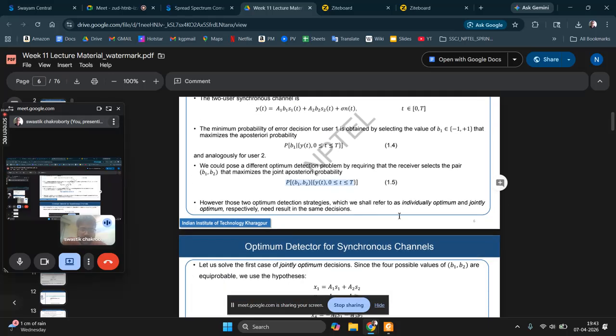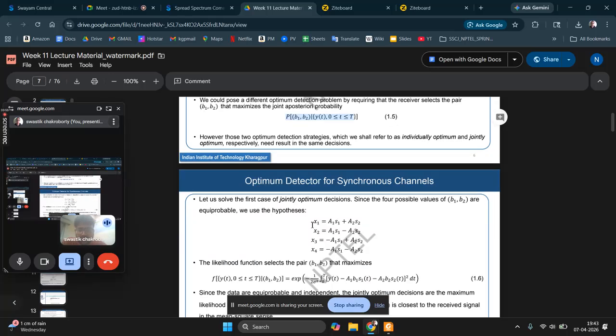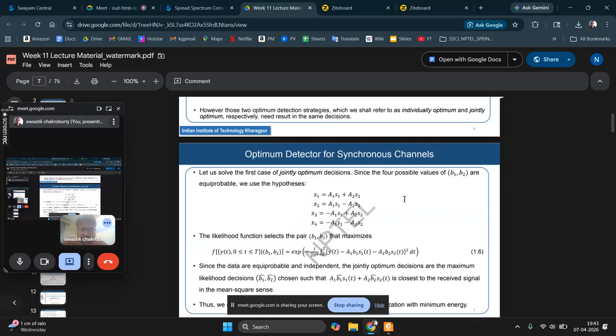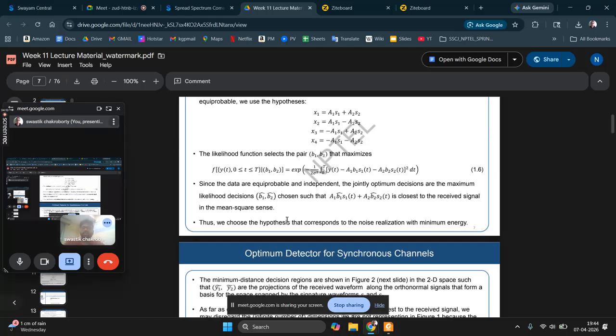However, these optimum detection strategies, which we shall refer to as individually optimum and jointly optimum, need not result in the same decisions. Okay, so first there is a joint optimum decision. In joint optimum decision, you will have four possible values of b1 b2: +1 -1, -1 -1, -1 +1, and +1 +1.